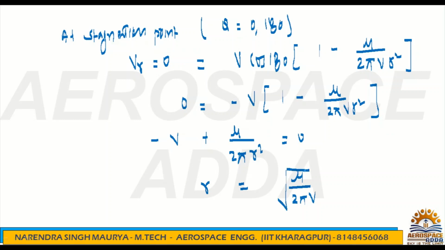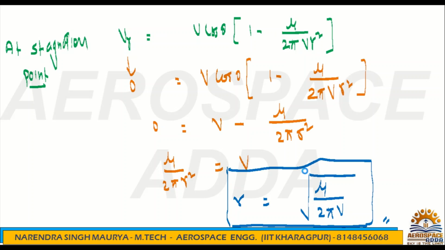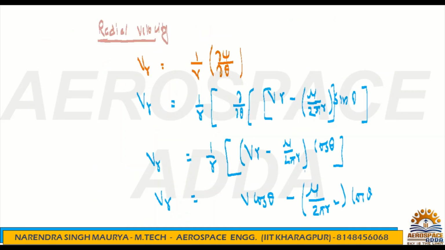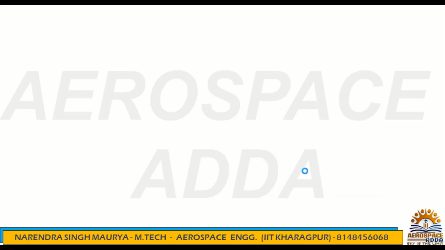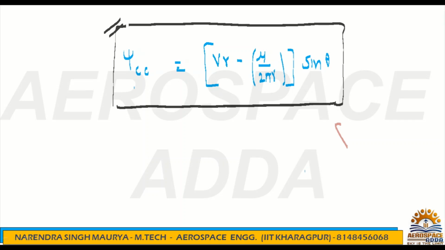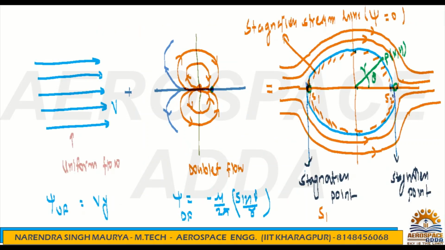I will show you what you have got here. I have simply drawn the flow pattern, and I told you that if the source and sink are 2a distance apart, then you will get an oval body. And once the distance between source and sink approaches 0, it becomes a doublet, and the shape will be a circle.